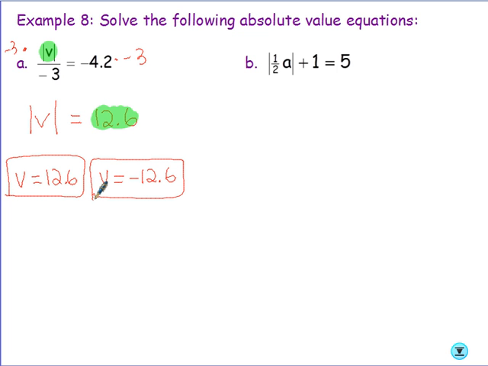Last example, we are almost done with this video. The bars are right here. Is there an extra number? Yes, there is. There is a positive 1. So we're going to subtract 1 from both sides. We get inside the bars 1/2 a equals 4.